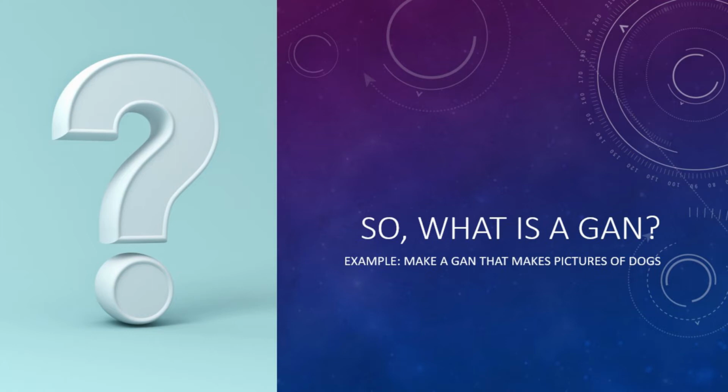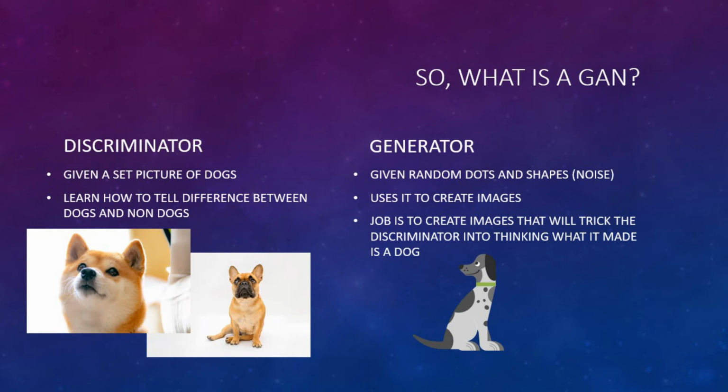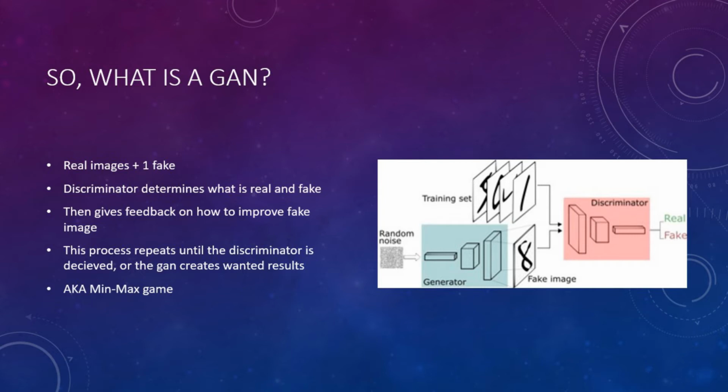One is called a discriminator, who is given a set of pictures of dogs, all shapes and breeds. Its job is to learn how to classify between dogs and non-dogs. The second agent is called a generator, who is given random dots and shapes to create images. Its job is to learn how to make the images to trick the discriminator into thinking the image is a dog.